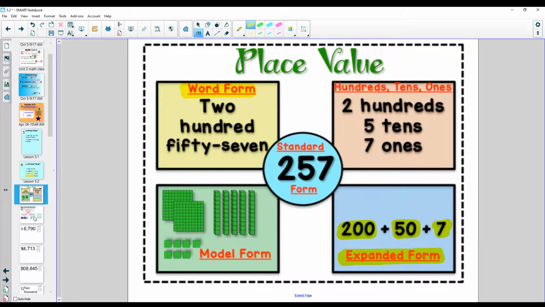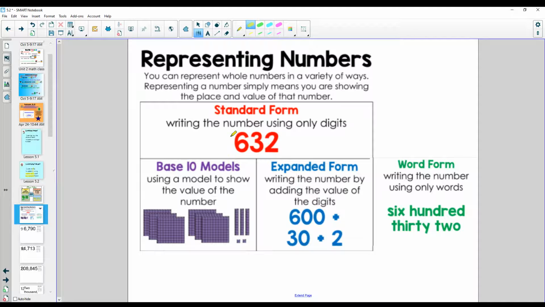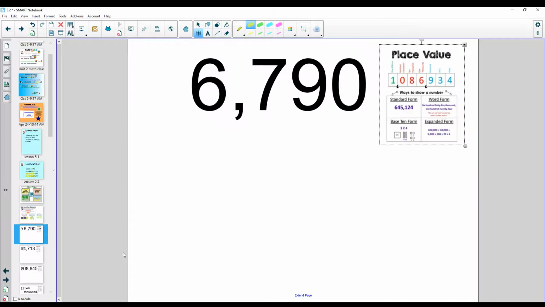Let's look at another number. Another number is 632. Remember that we have 6 hundreds, so that's why we have 6 here. We have 3 tens, 3 base 10 blocks, 10, 20, 30, and we have 2 ones. Now if we were to write that in expanded form, there are 600 plus 3 tens, which makes 30, and then 2 ones. We could also write that in word form. So let's give this strategy a try.